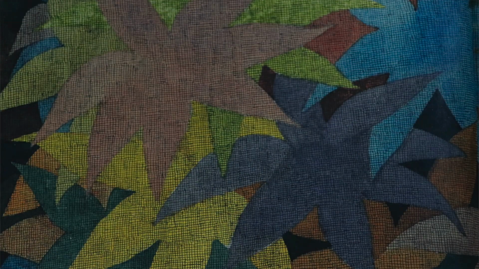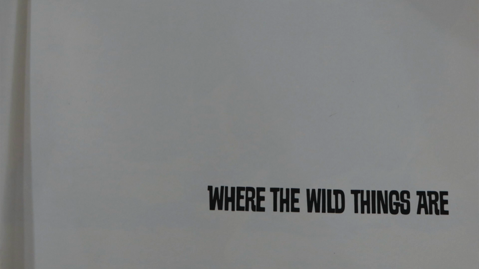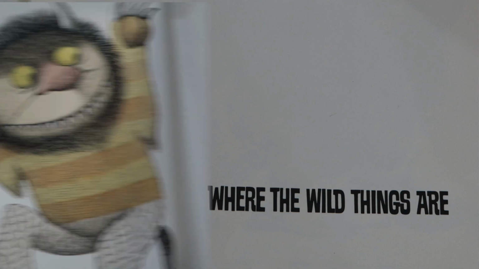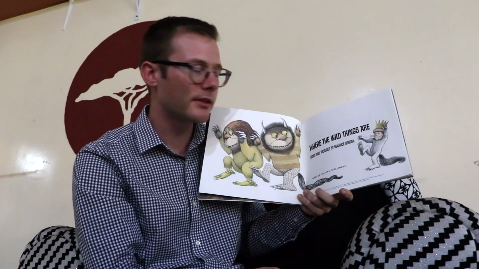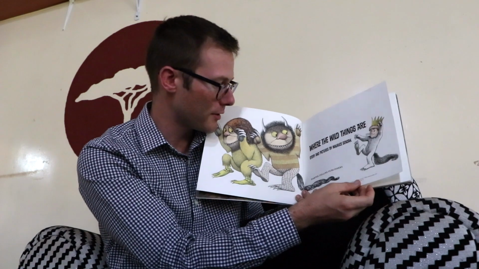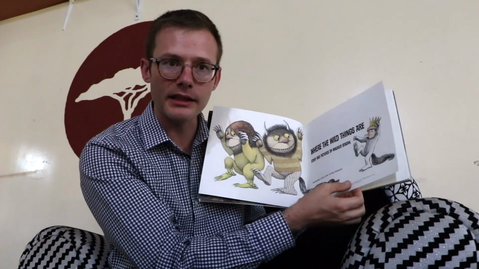All right, so we have some interesting plants. Where the Wild Things Are. Oh, in case you forgot, we're reading Where the Wild Things Are. Okay, this is called the title page. It just reminds us what the name of the story is and who the author is. And it gives us some interesting illustrations.